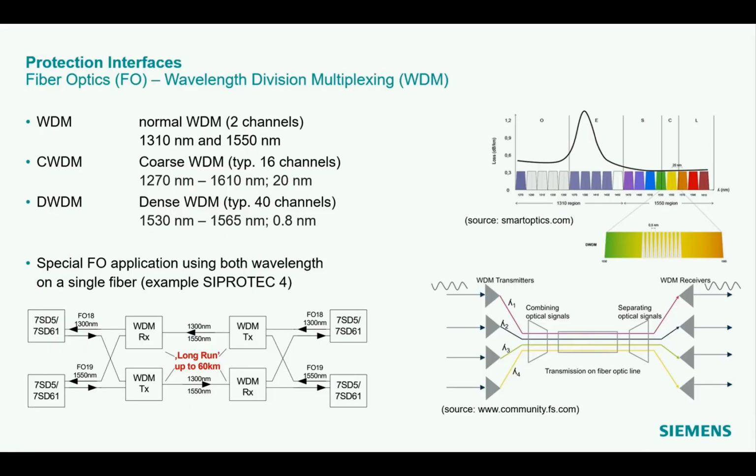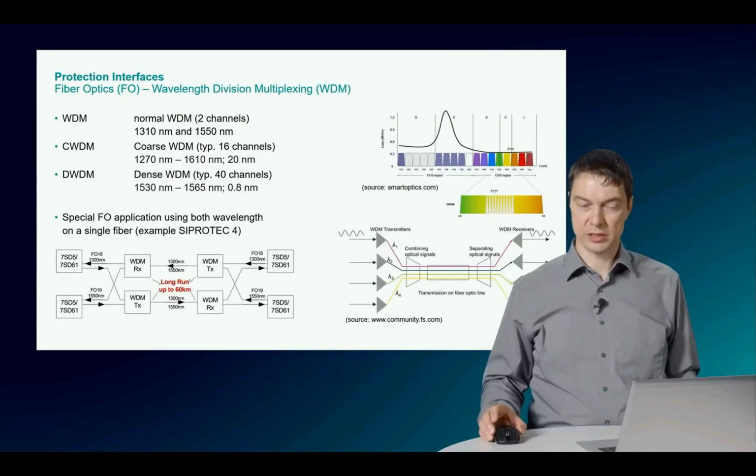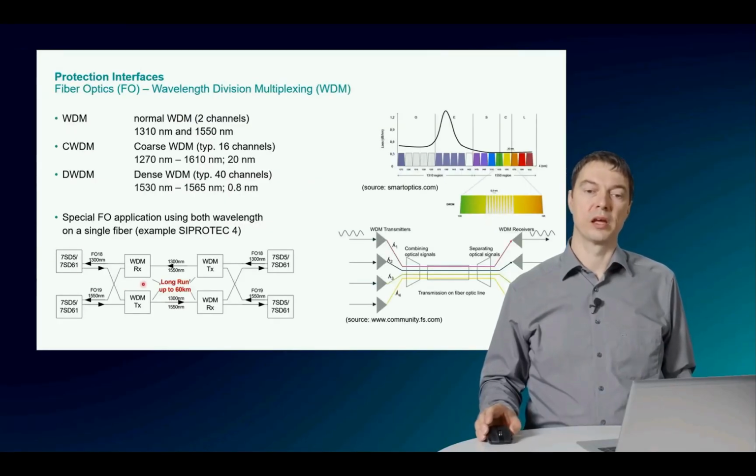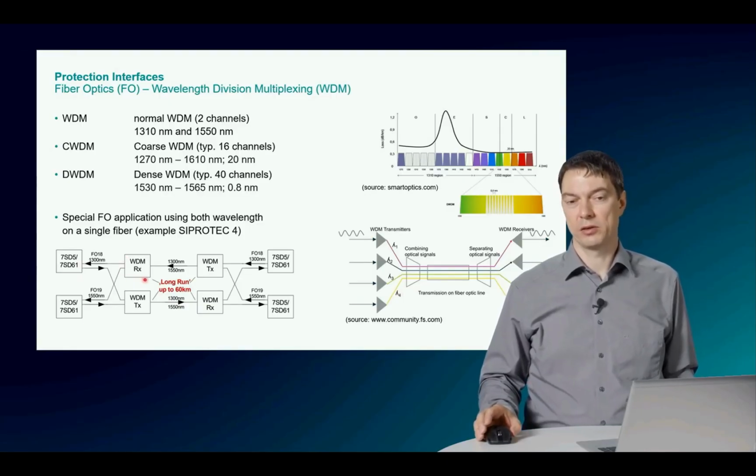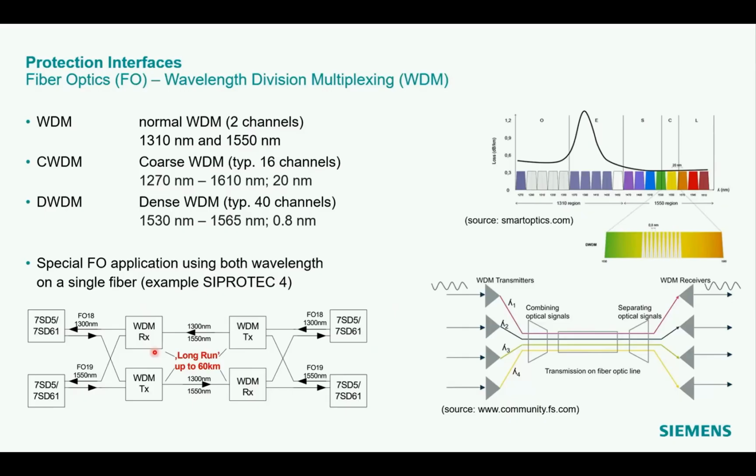There are also special fiber optic applications available for the CPROTEC 4 devices, where you can have such a passive mix of 1310 nanometer and 1550 nanometer. So you can connect two devices and use a pair of fiber optics for transmission application. There's an application note for this particular one.